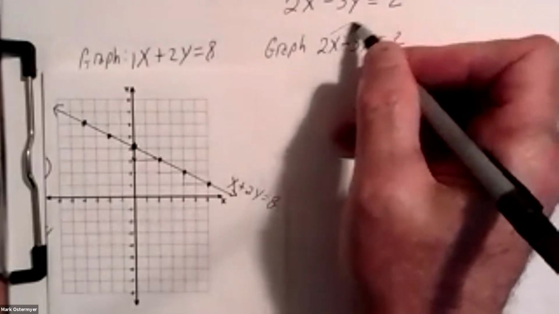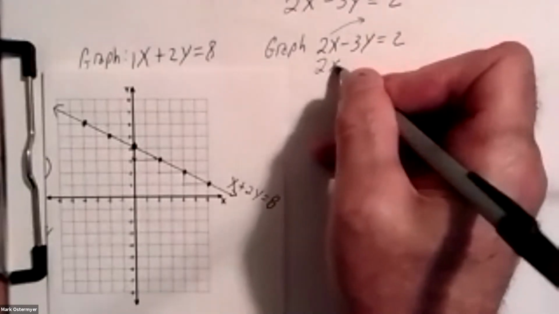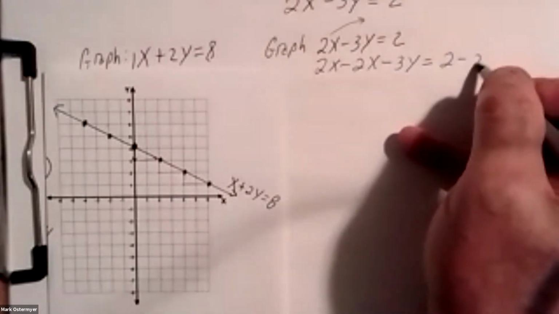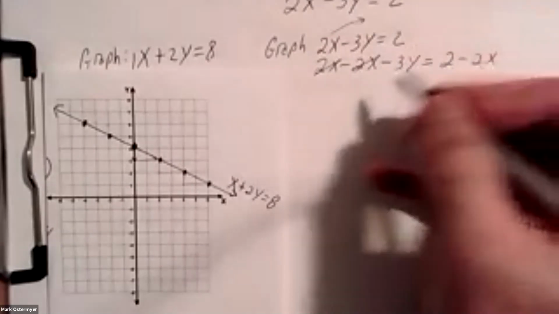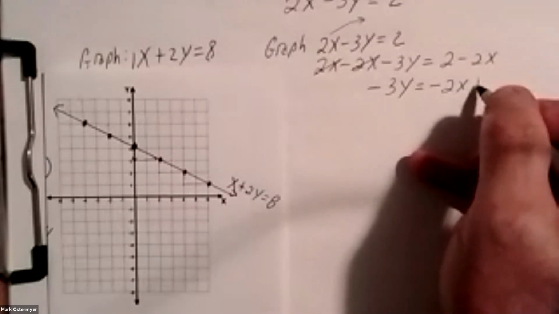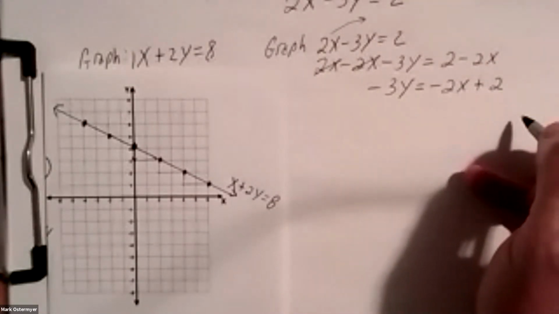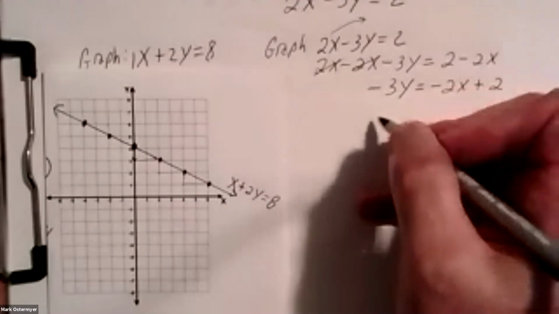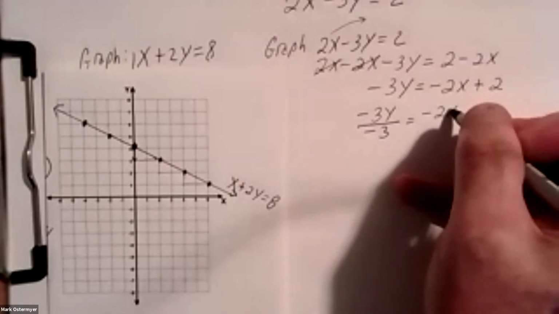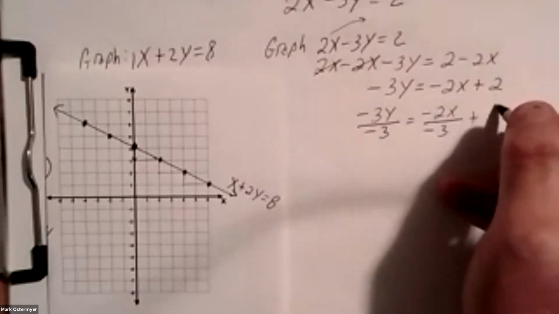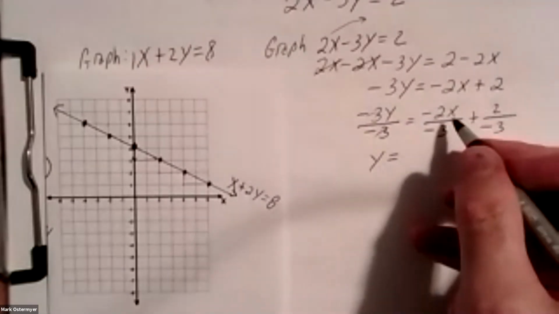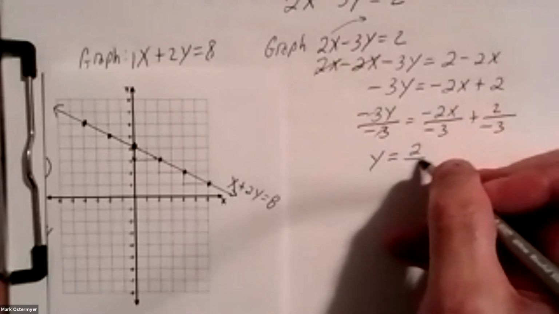First, we've got to move this 2x over to the right by minusing it from both sides. The 2x's drop out on the left, leaving you with -3y. I'm going to spin these terms around and call it -2x plus 2. Now I'm going to have to divide both sides of my equation by a -3. This reduces down to y. A -2 over a -3 is as good as a positive 2/3.